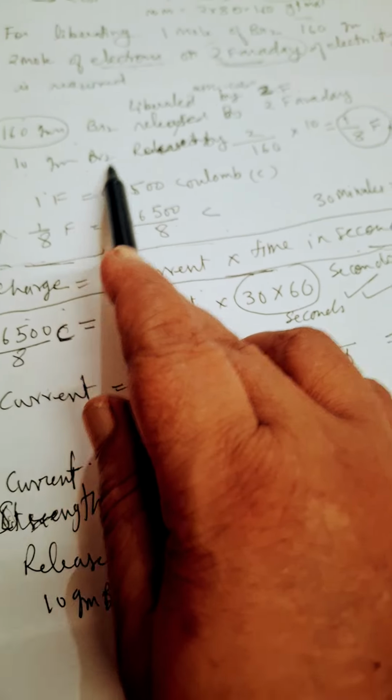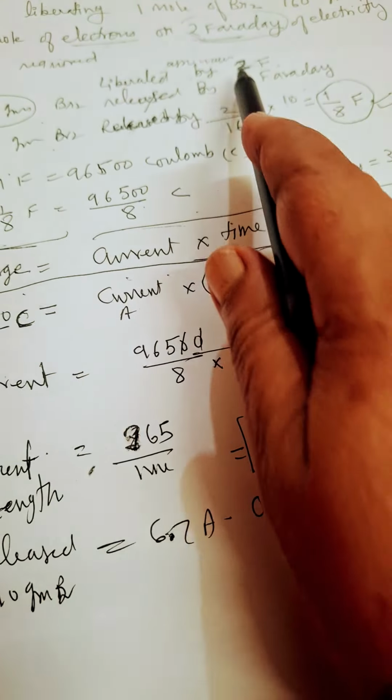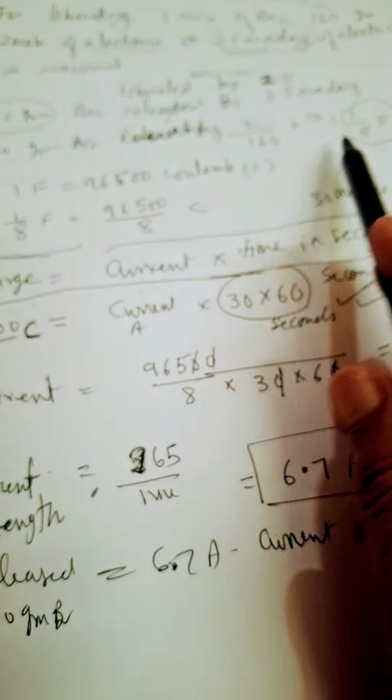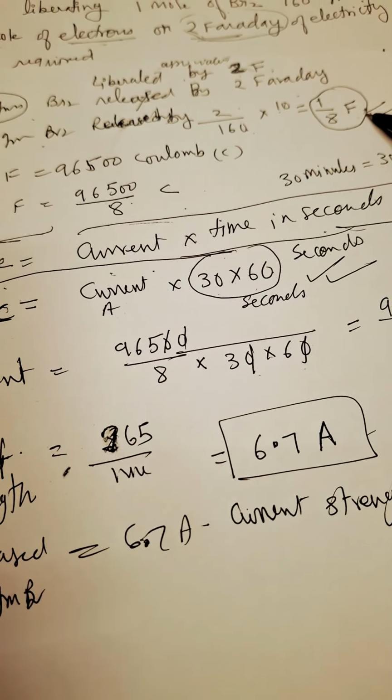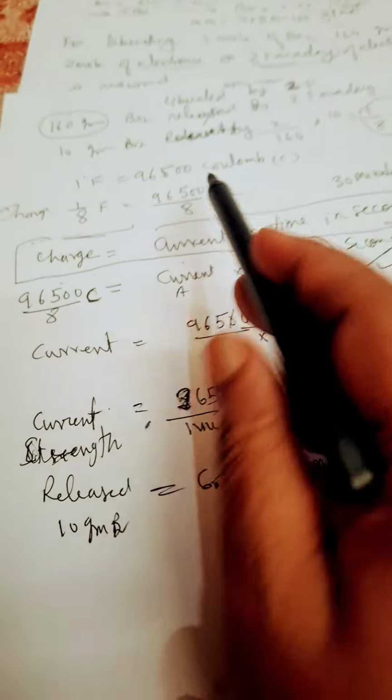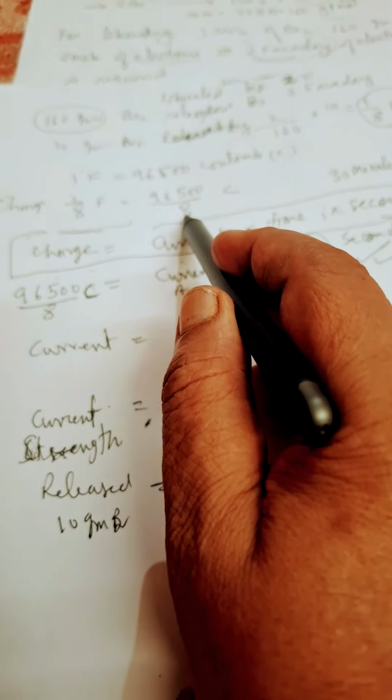So for 10 gram of bromine, simple math, 2 divided by 160 into 10, unitary method. So 1 by 8 Faraday will be there. 1 Faraday is equal to 96500, so 1 by 8 Faraday is equal to 96500 divided by 8.